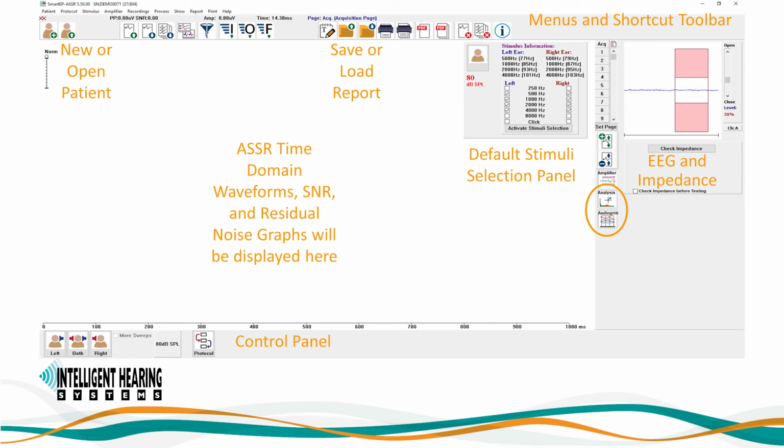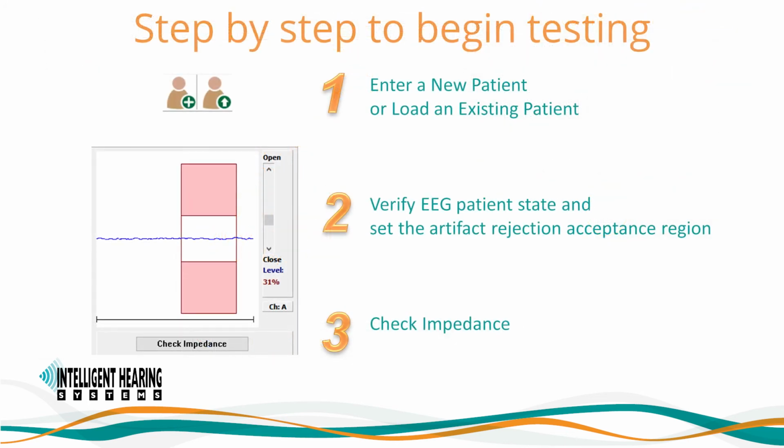Located at the bottom of the screen is the Acquisition Control panel, where you initiate tests by selecting the ears of stimulation and where you can increase or decrease intensity. To begin testing, first you need to enter a new patient into the database or load an existing patient file. Next, verify the EEG and adjust the artifact rejection window for both channels accordingly by using the open and close sliders. Check impedance by clicking on the Check Impedance button. If impedances are high or above 7 kiloohms, please reprep the skin and reapply your electrodes.